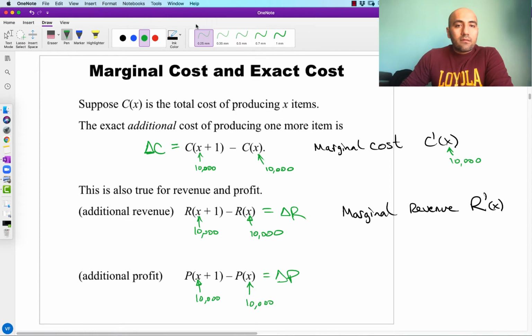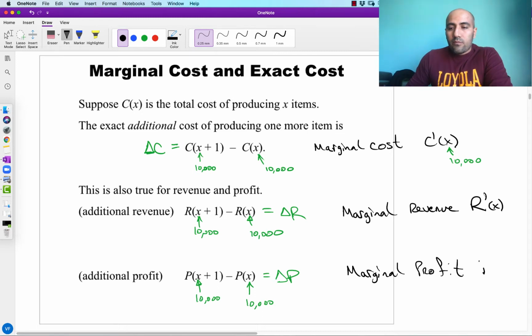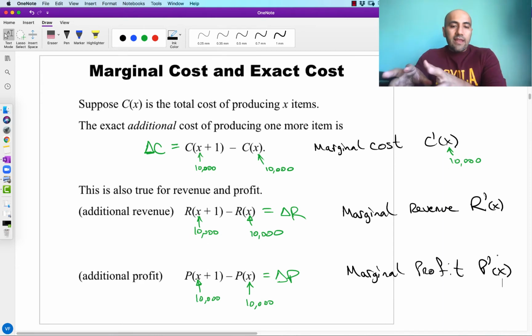And again, often we settle for an easier equation, and that would be marginal profit, which is P prime of X. Okay, there's a lot of advantages to settling for these derivatives. There's a lot of mathematical properties that come with them.